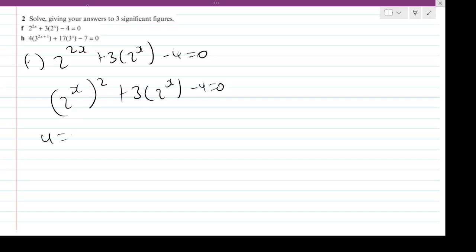Then spot that 2^x is the quadratic, so I can say u is 2^x, and so then this will transform to the quadratic. Well, (2^x)^2 is going to be u^2, right? And then 3 lots of 2^x is going to be 3u, minus 4 equals 0.